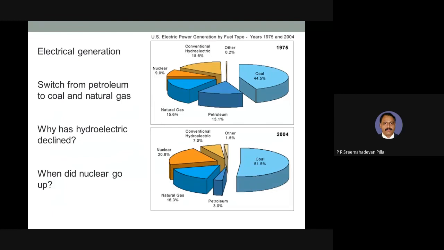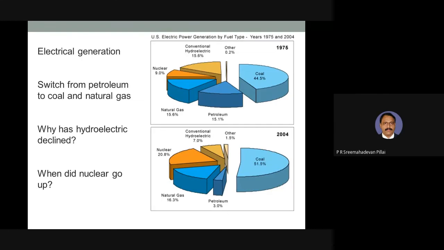You see in 1975, 76 and 2004, how the pattern has changed based on production. Earlier I have shown this in a bar chart form. You see that in 2004, the world is more dependent on coal than petroleum. Petroleum production has come down. Petroleum-based energy production has come down from around 15 point something to 3 point something.